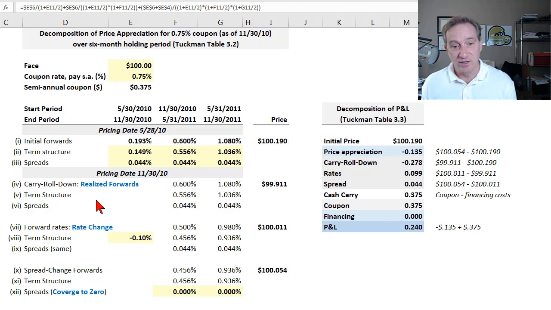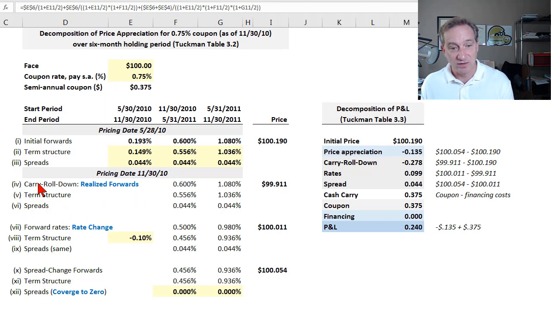And now we go forward 6 months in time and conduct the analysis. And that's this lower panel here that really has the 3 parts because we're breaking down the price appreciation, in this case, or the price change, into its 3 components. Right, here's that first section from, let's see, Roman numeral 4 to 6, using the same labels as Tuckman.